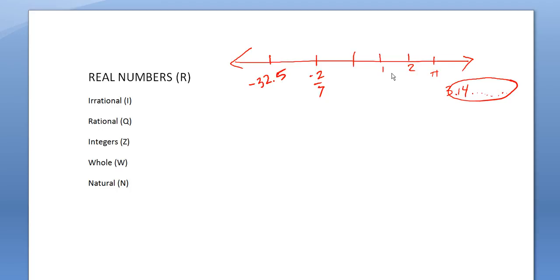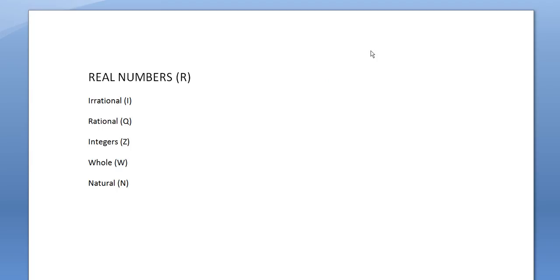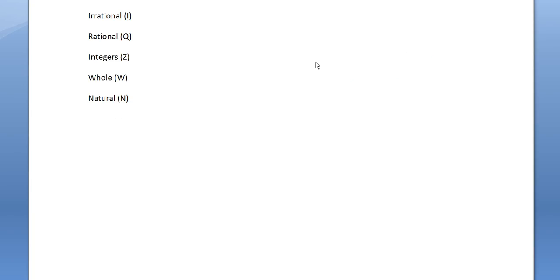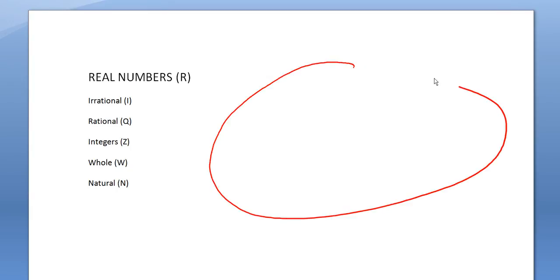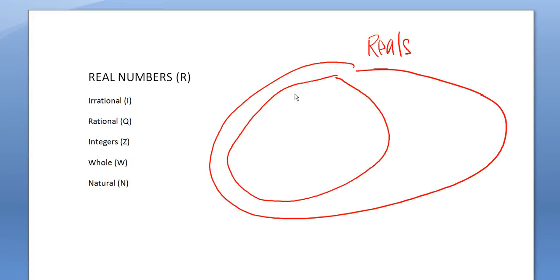Now within the real numbers, however, we have some categories. So here we have our real numbers. Let's draw you a big circle. These are our reals. Within our reals, we're going to have rationals and irrationals. Okay, rationals are the majority of them. Here are our rational numbers right here. And here are irrational numbers. And let me tell you the difference between those two.